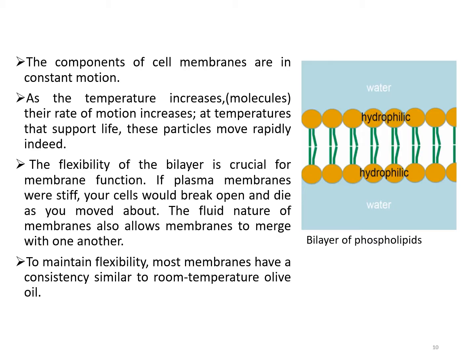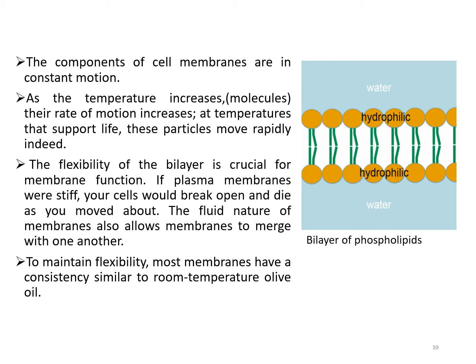The components of the cell membrane are in very constant motion. To understand its mechanism, it is important to be aware that at any temperature above absolute zero, for example minus 273 degrees centigrade, atoms, molecules and ions are in constant random motion. As the temperature increases, their rate of motion increases. At temperatures that support life, these particles move rapidly. The phospholipid molecules in a membrane are not chemically bonded, so at body temperature, their constant random motion causes them to shift about freely.